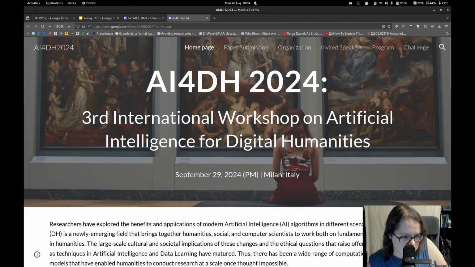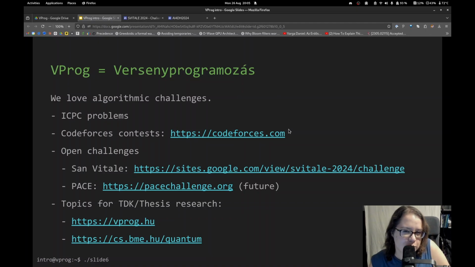So this is a European conference on computer vision, and one of the workshops is on artificial intelligence for digital humanities, and we have a paper with 5 bachelor students in this right now. So it's very cool. We want to keep doing these challenges as well. The next planned one is probably the PACE challenge. It comes out around November. It's also a pretty fun competition for parameterized algorithms. We also have topics for doing TDK and thesis research. So if you get into algorithms and do competitive programming regularly, there will be other stuff that you can do as well, if you're interested.